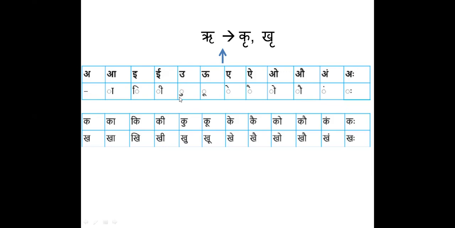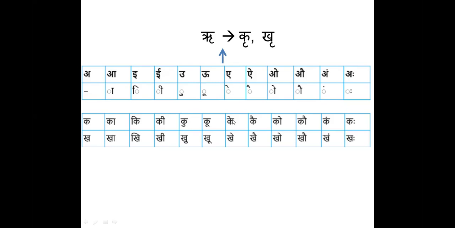This is matra for u. Now you have to put this matra below that ka. Now it is called ku, short sound. This is the matra you have to put below this ka. Now it is called ku, long sound.